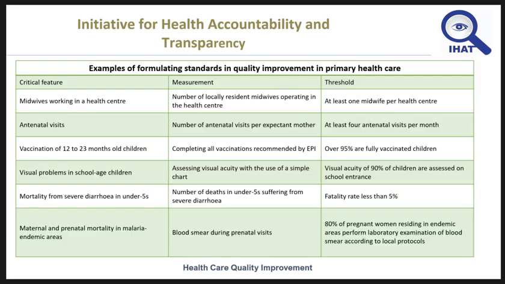And here are some of the few examples of formulating standards in quality improvements in primary health care. Here we'll be looking at critical features, the measurements and thresholds. As you can see, some of the critical features here are midwives working in a health care center, antenatal visits by pregnant or expecting mothers, vaccination of 12 to 23 months old children, visual problems in school-age children, mortality from severe diarrhea in under 5 children, maternal and prenatal mortality in malaria endemic areas. As you can see alongside them, there are the measurements and the thresholds.